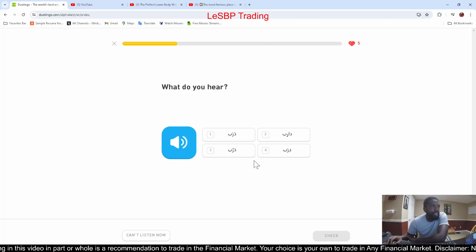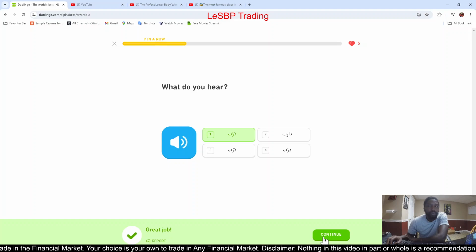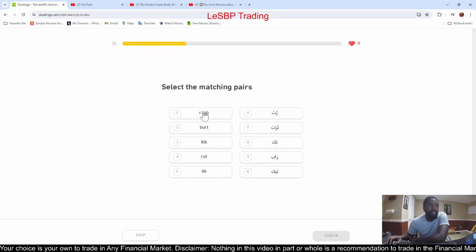Okay, so it's a flat sound. D, A, R. If you can see it, it just looks like a circle. That makes it a flat sound, but into the B it's almost like a connection. Dar b, ضرب. It's weird, and also if you don't know, everything in Arabic is written from right to left. All right, and then this will be the last one. Rab, راب.